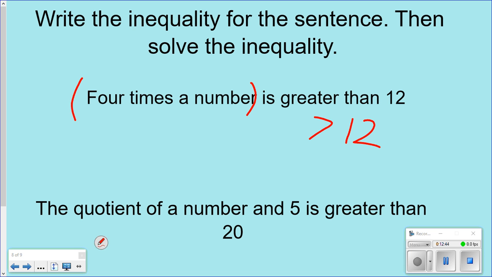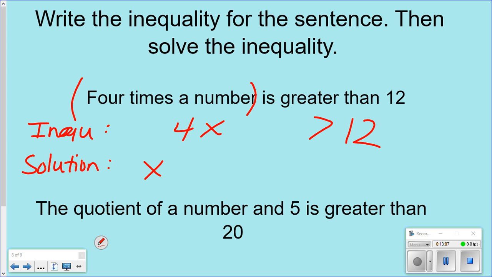4 times the number. 4x. Sure. So again, your homework today is going to ask you for the inequality, which you just wrote, and it's going to ask you for the solution. Now, how would you solve it? Divide by 4 on both sides. x is going to be greater than 3. Yep. Just like we did yesterday, they're asking for the inequality and the solution.